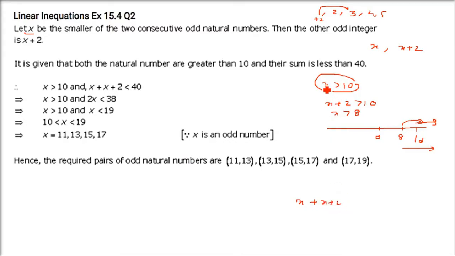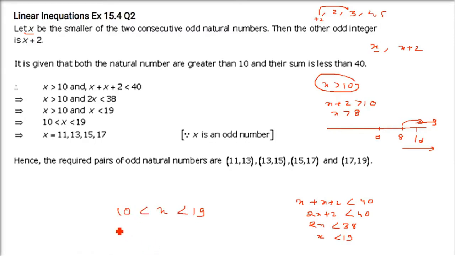The second situation is their sum is less than 40. So x plus x plus 2 is less than 40. So 2x plus 2 is less than 40. That means 2x is less than 38, that is, x is less than 38 by 2, which is 19. So x is less than 19 and it is greater than 10.